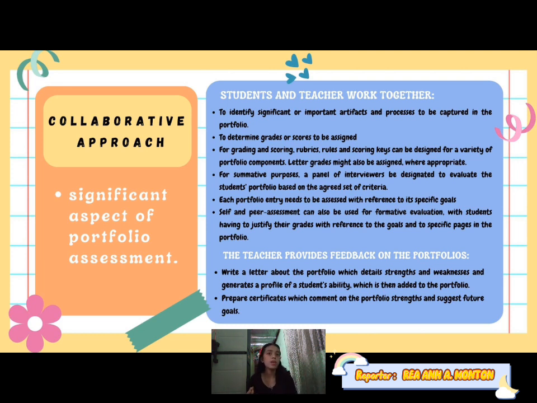Next is to determine grades or scores to be assigned. Next, for grading and scoring, rubrics, rules, and scoring keys can be designed for a variety of portfolio components. Letter grades might also be assigned where appropriate.